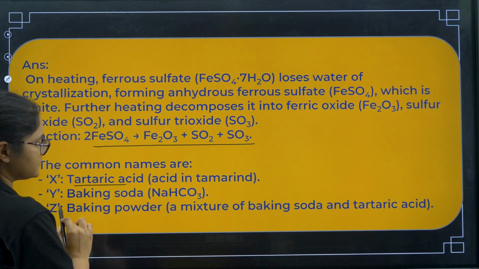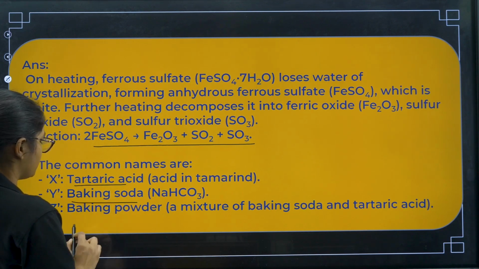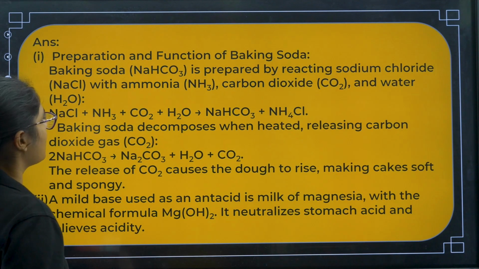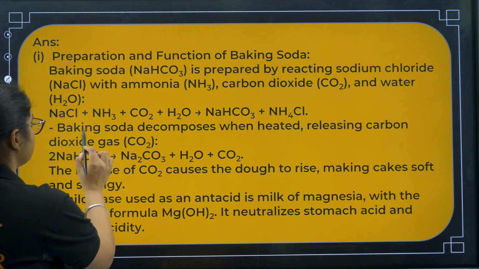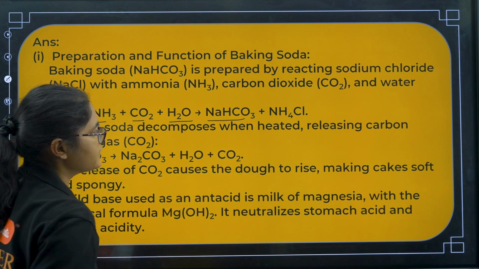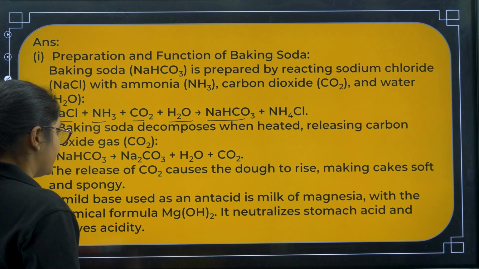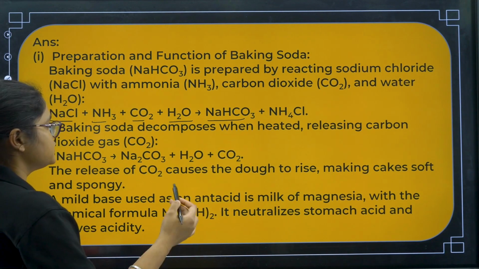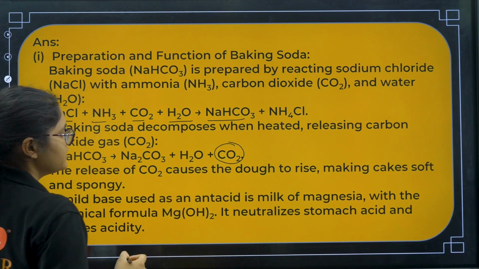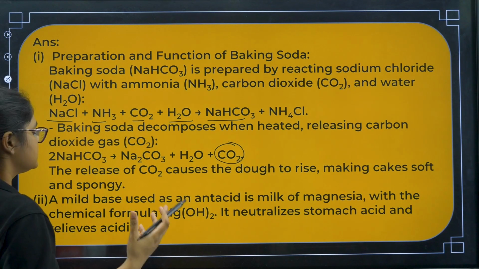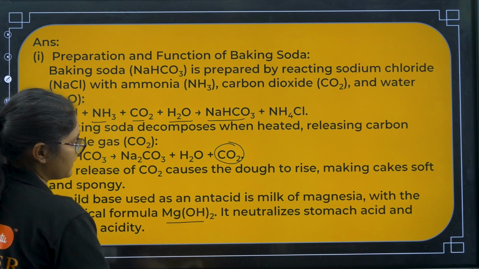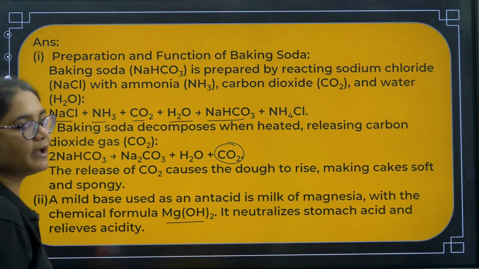X is tartaric acid. Okay, Y is your baking soda, and Z is baking powder. Next part of the question was how it is prepared. So it is prepared if you react NaCl, ammonia, carbon dioxide and water, we get baking soda. Okay. Next, why it gives you spongy while cooking. So when you heat it, carbon dioxide is produced, and this carbon dioxide makes the dough spongy. Next, a mild base used as an antacid is your milk of magnesia, that is your magnesium hydroxide.